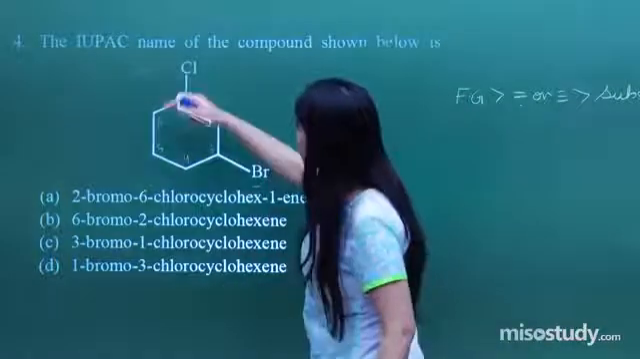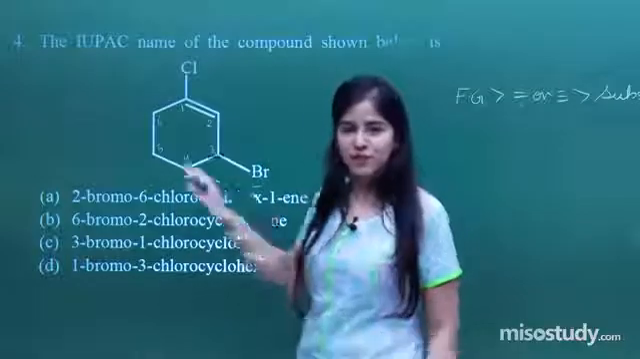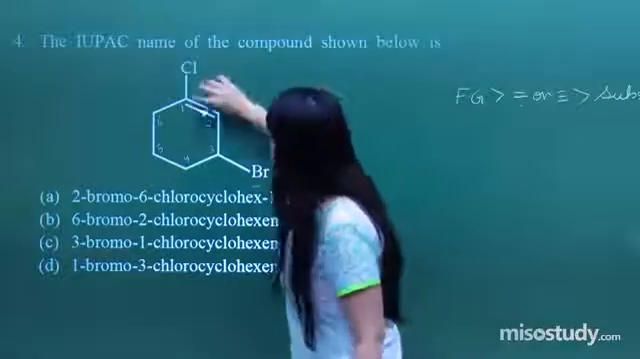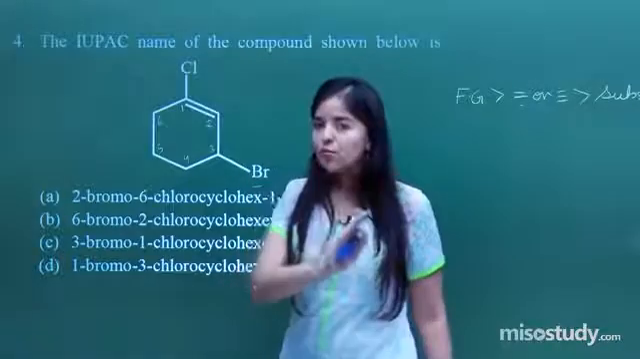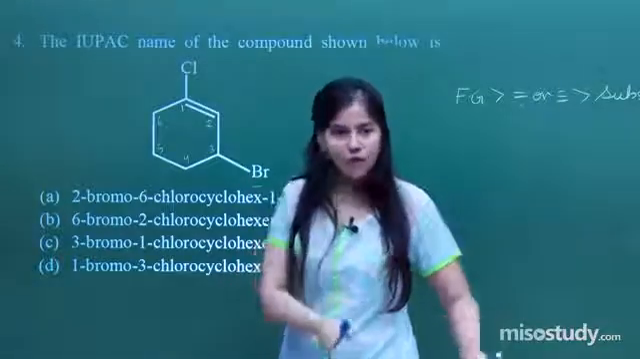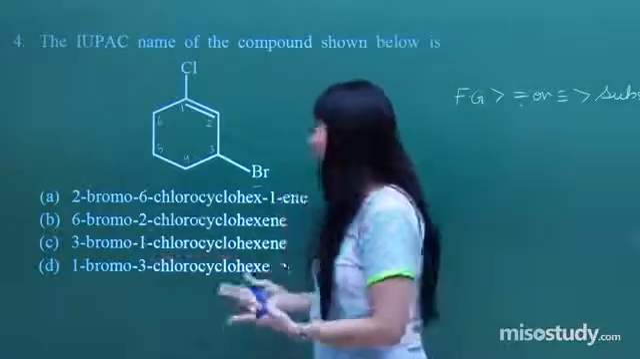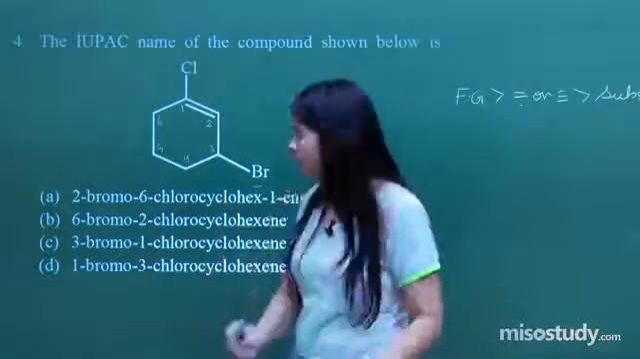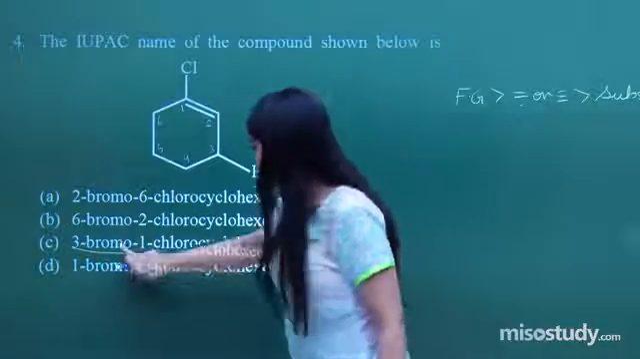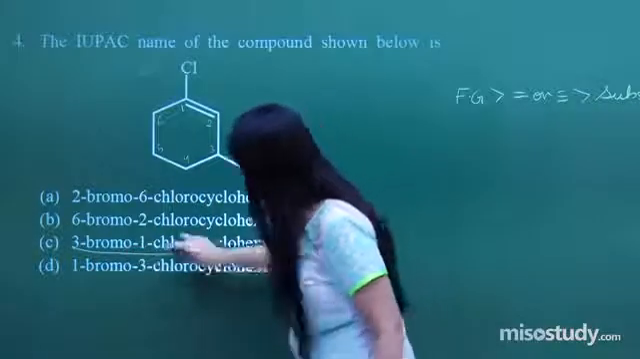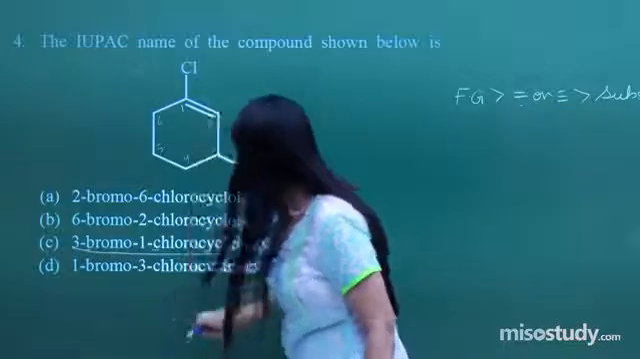I need to find out how they have assigned the numbers to the substituents here. So I've got 1 chloro, I've got 3 bromo. So definitely 3 bromo will be coming first. After that it would be 1 chloro on the basis of alphabetical order. So I think this option is correct. 3 bromo, 1 chloro as per the alphabetical order.